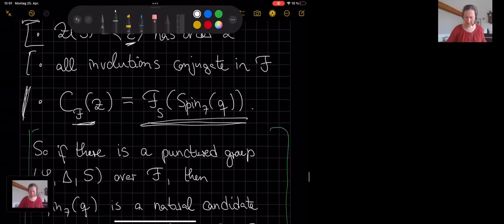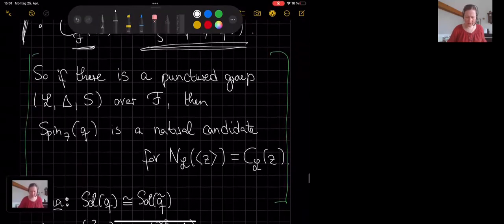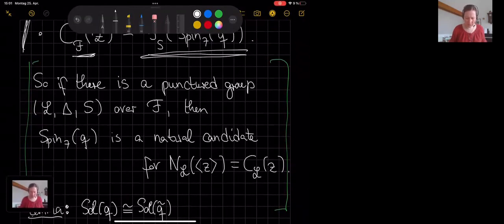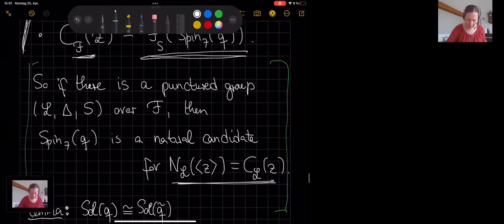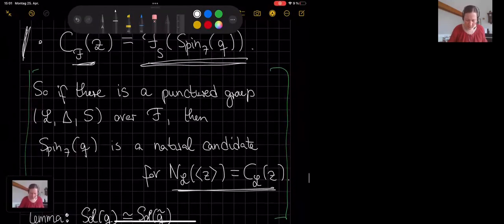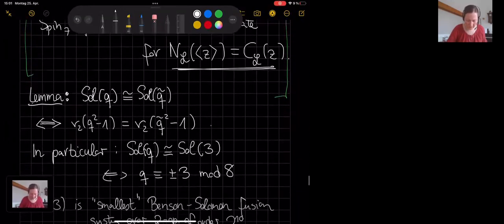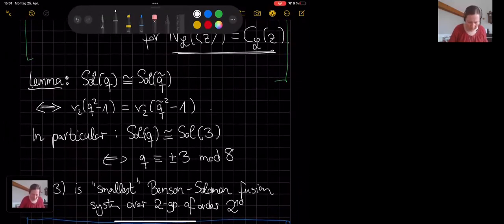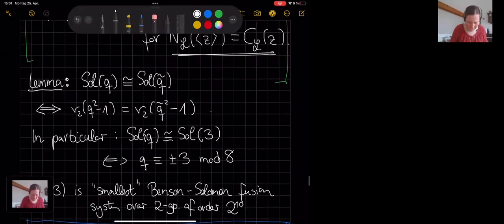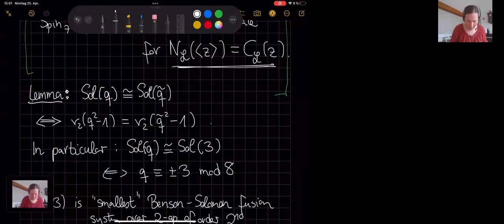So it seemed to be a very natural question to ask whether there is a punctured group where we can actually see Spin 7 of Q inside as this normalizer, or we could also call it the centralizer because it has only order 2. And the answer is actually not so easy. So first of all, I should remark that we get a fusion system to every odd prime power Q, but in some cases we get the same fusion system.